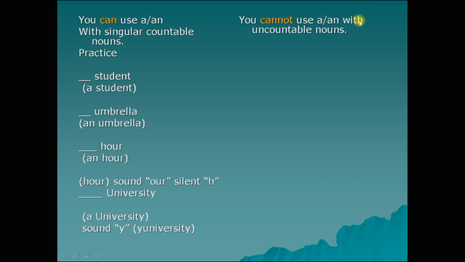We cannot use a and an with uncountable nouns. Practice. Sun. What is the answer? A or an? No article. Yes, why? Because sun is an uncountable noun. Hindi nabibilang ang sun, kaya wala siyang articles.